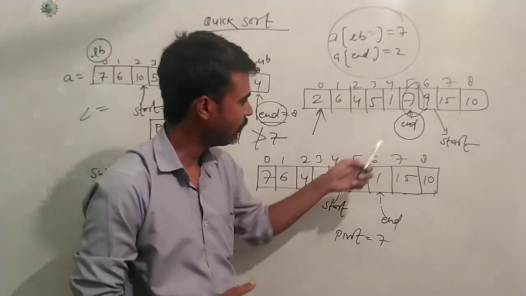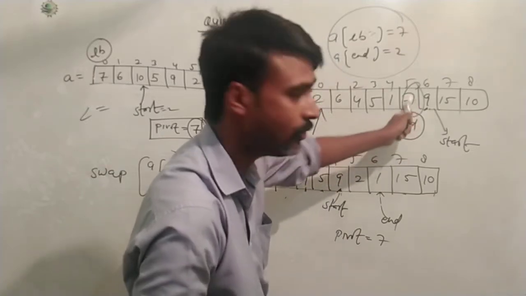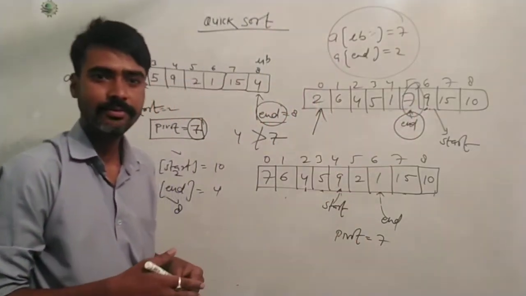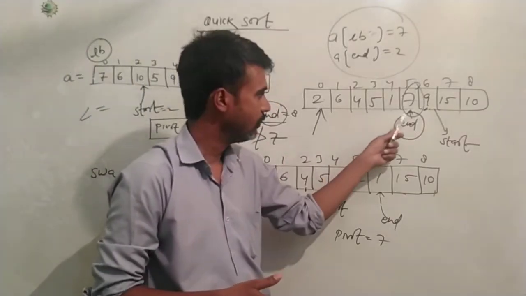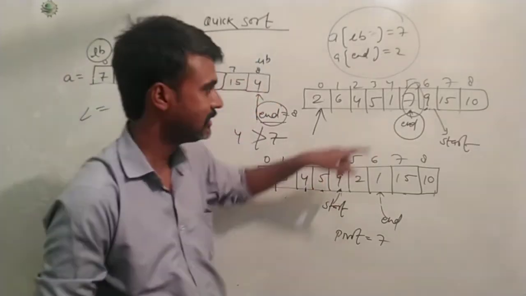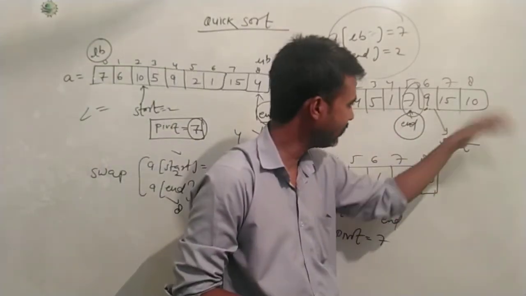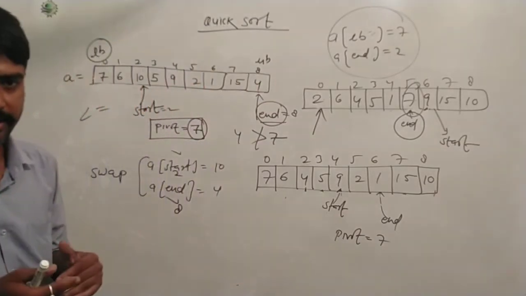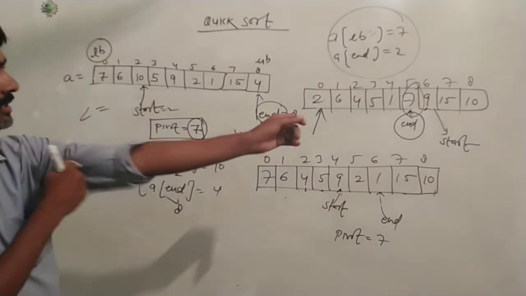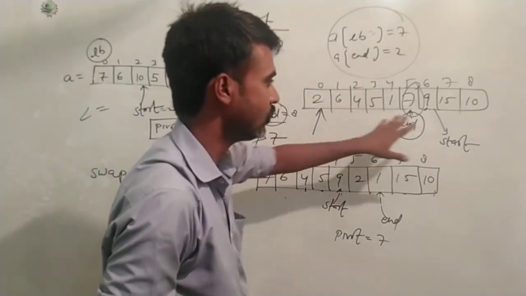So now you can see that we have found the appropriate position for this 7, because all the elements before this are less than the pivot element, and all the elements after this 7 are greater than the pivot element. It is not necessary that these elements are sorted. These elements are not sorted in either order.